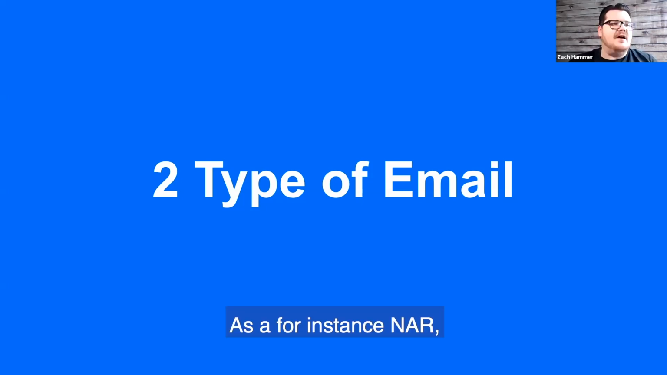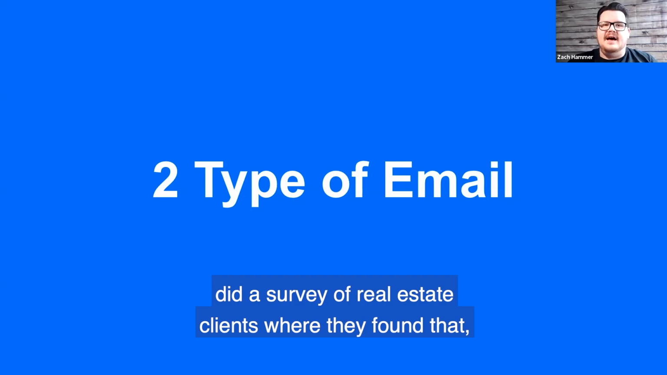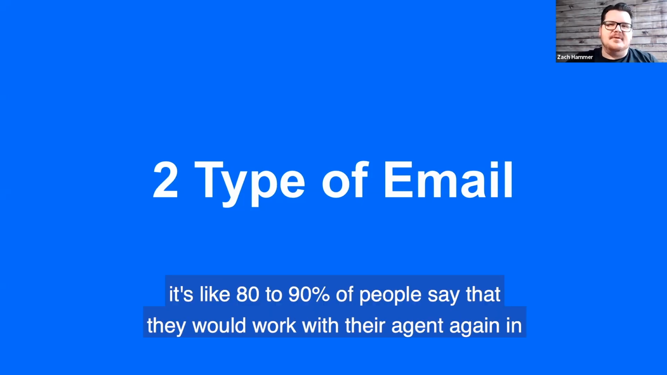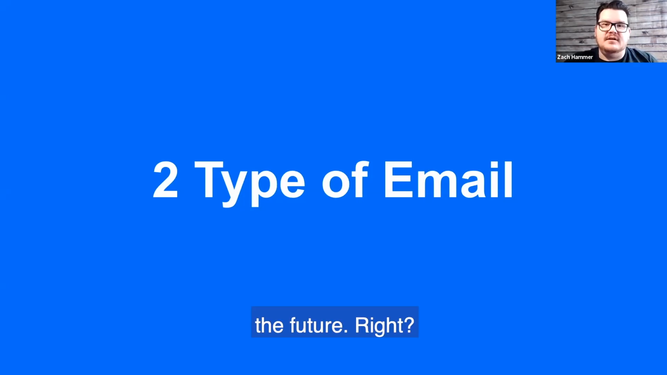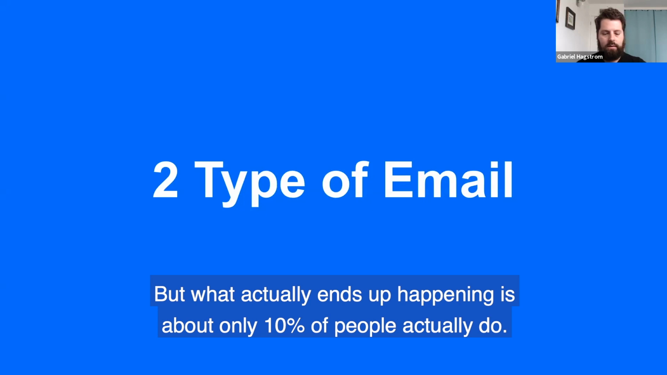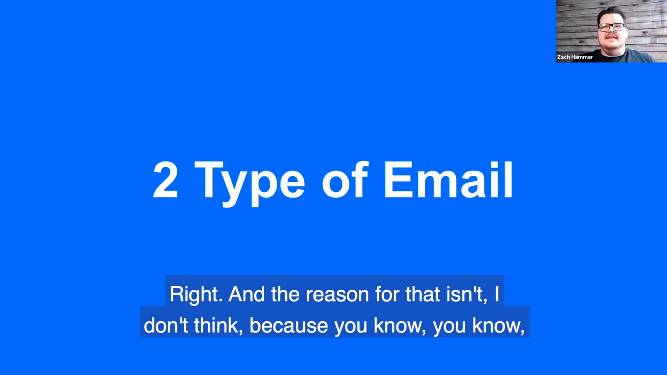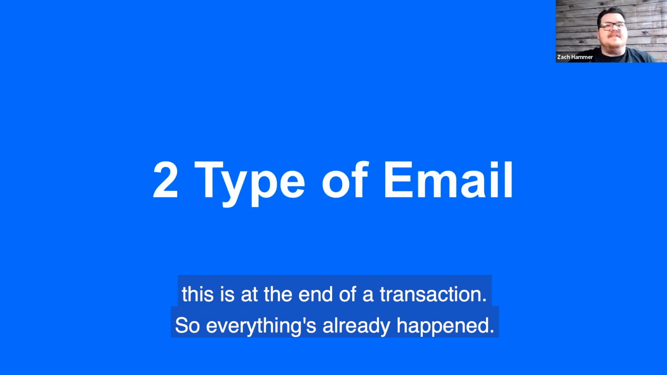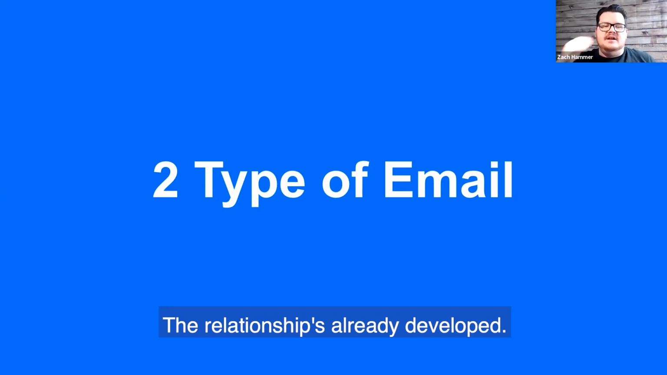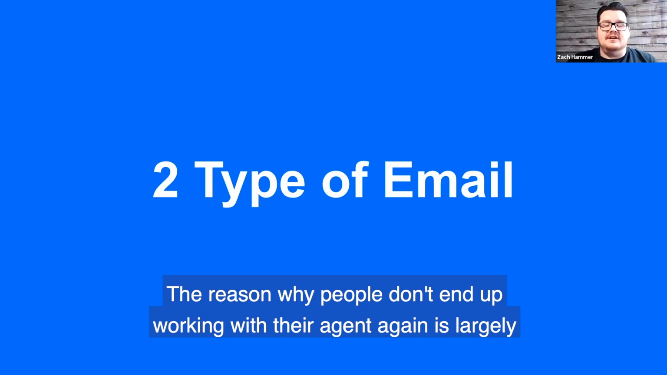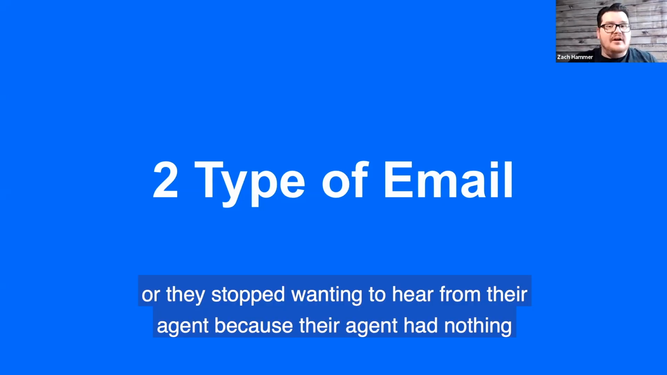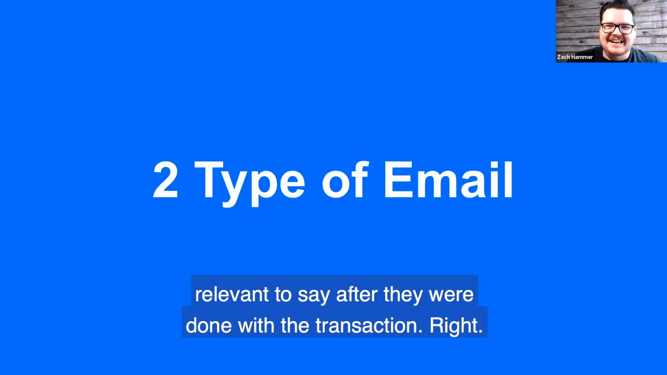For instance, NAR did a survey of real estate clients where they found, I forget exactly what it is, something like 80 to 90% of people say that they would work with their agent again in the future. But what actually ends up happening is only about 10% of people actually do. And the reason for that isn't, I don't think, because this is at the end of a transaction, so everything's already happened and the relationship's already developed. The reason people don't end up working with their agent again is largely because they stopped hearing from their agent, or they stopped wanting to hear from their agent because their agent had nothing relevant to say after they were done with the transaction.